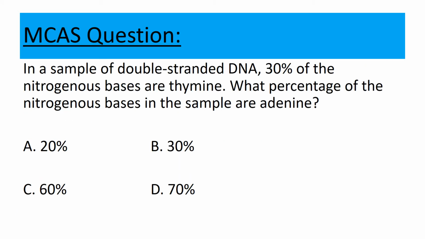In a sample of double-stranded DNA, 30% of the nitrogenous bases are thymine. What percentage of the nitrogenous bases in the sample are adenine? Remember, thymine will only bond with adenine. So we know there's at least 30%. But the other piece to this is that adenine will only bond with thymine. In other words, the reverse is also true. It's not as if adenine bonds with thymine and some other nitrogenous bases. Adenine will only bond with thymine. So the answer is B, 30%.